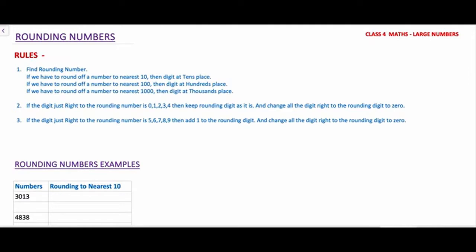Today's topic is rounding numbers. There are three rules for rounding numbers. Rule number 1 says find the rounding number. Second and third we will see with one example. So let's start with one example.